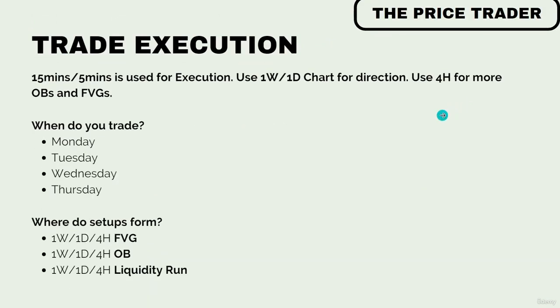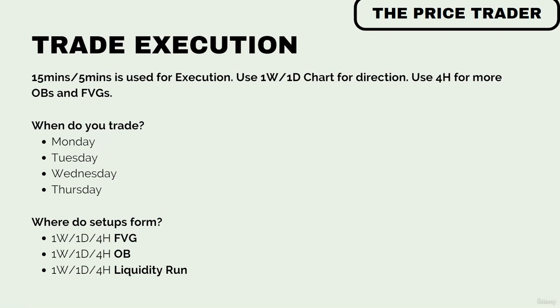So in terms of execution, now you have planned your trade and now you have seen a setup. So what do you do? So trade execution shows you what to do, or how to even place your stops and your targeting once you identify or plan your setups. So the 15 minutes or 5 minutes will be used for execution, and then the 1 week or daily chart will be used for determining the direction.